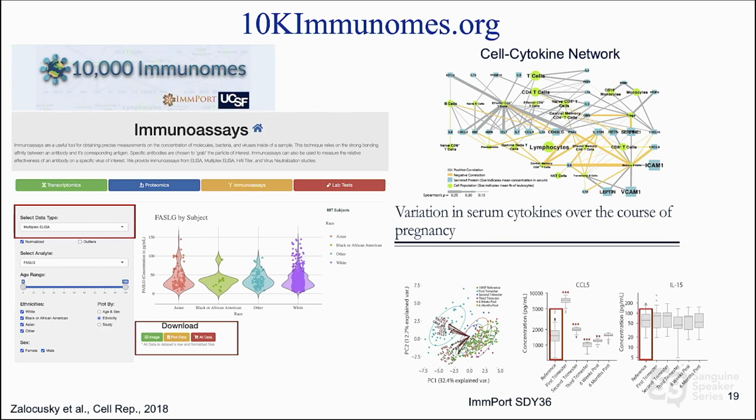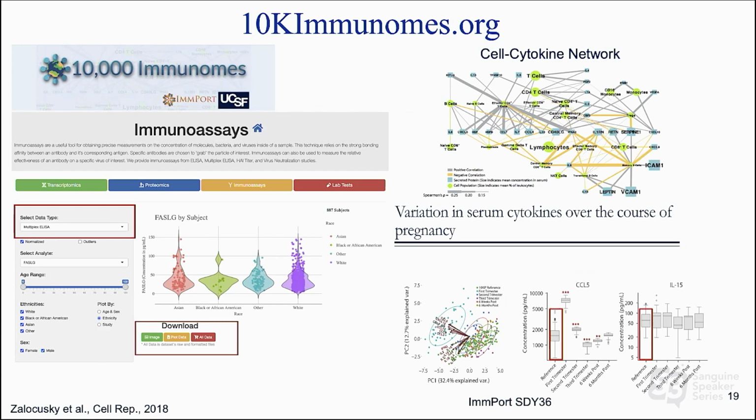This is an example of the interactive property. This is a screenshot of the web-based 10K Immunomes resource. So the graph updates in real time, the subject counter updates, and you can select or unselect what you are not interested in, or plot by ethnicity, by study as well, and age and sex. So that kind of gives you an idea. And as well, you could download. You can download the image, the data plotted here, and all of the data. So this is all, as I said, standardized.